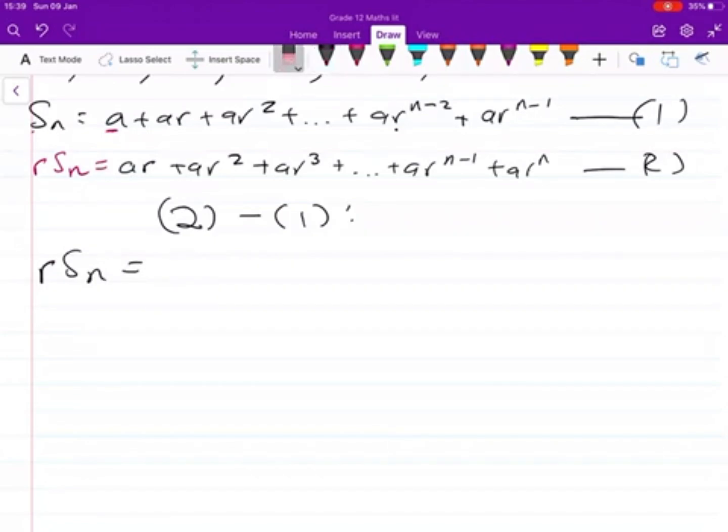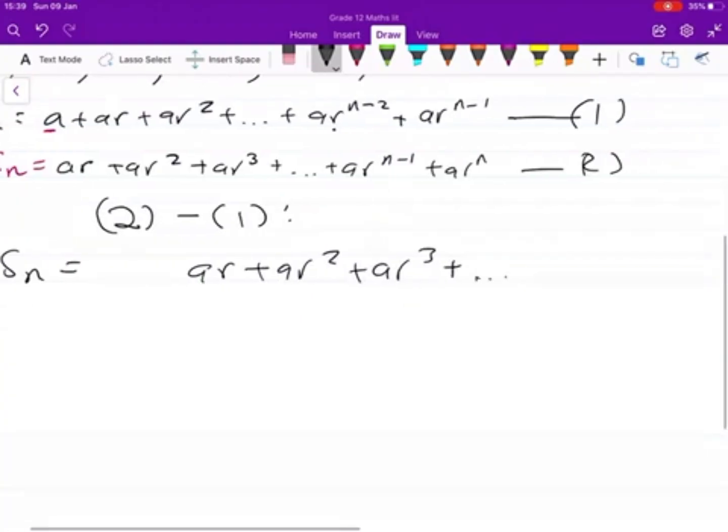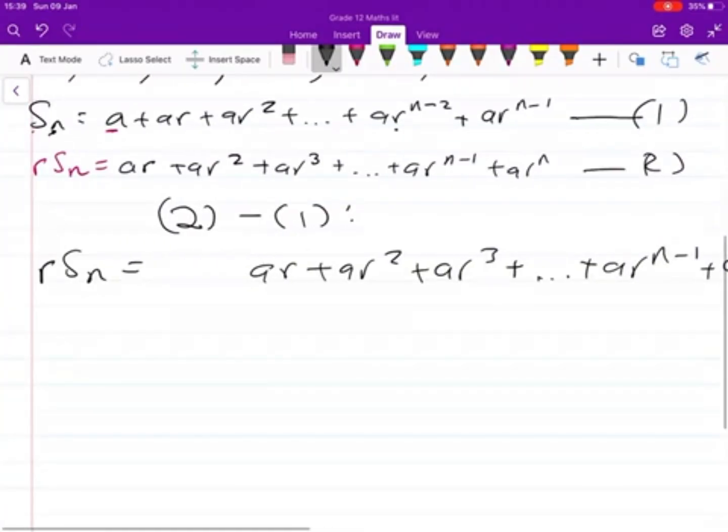We have to be careful here. AR plus AR squared plus AR cubed, dot, plus AR^(n-1) plus AR^n. The negative here says multiply me by negative. So this is negative Sn equals. This goes alone, so I put it here. It will be negative A, because it's being multiplied by negative.